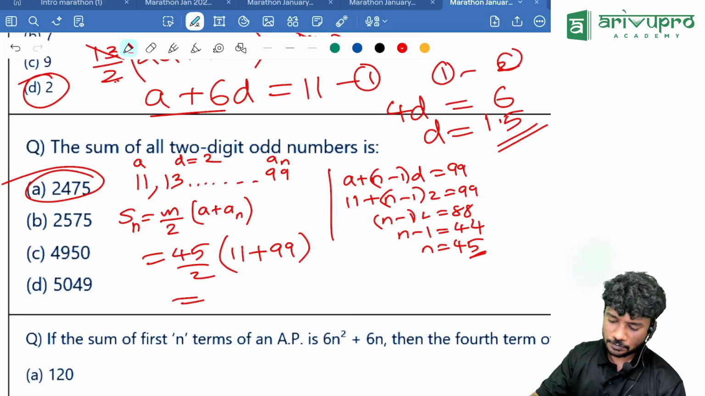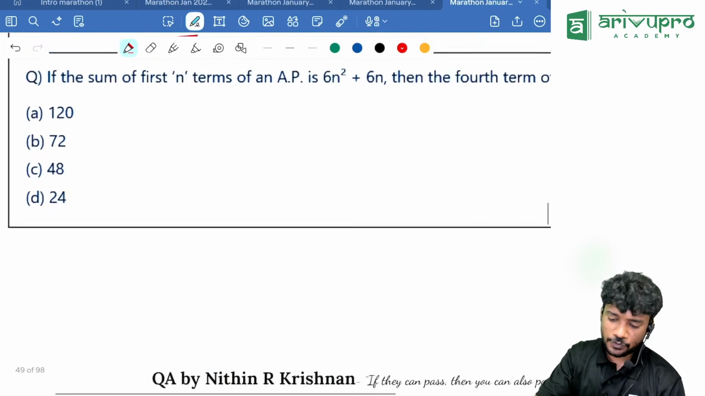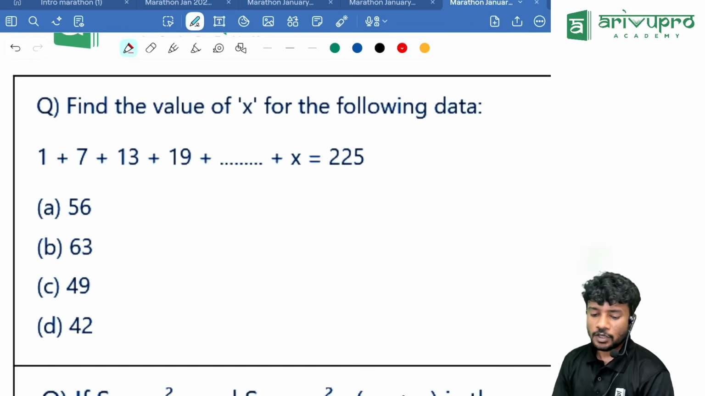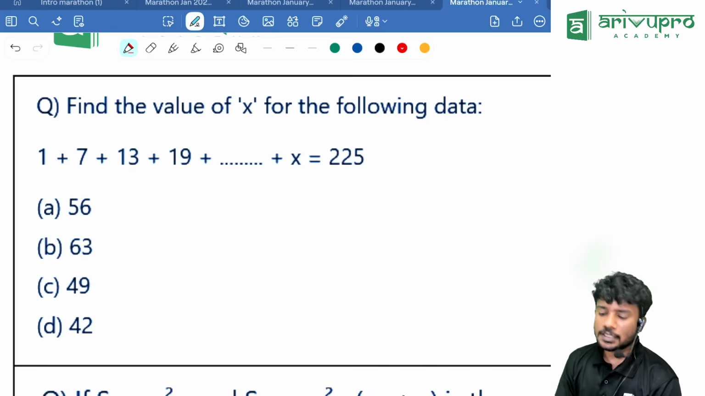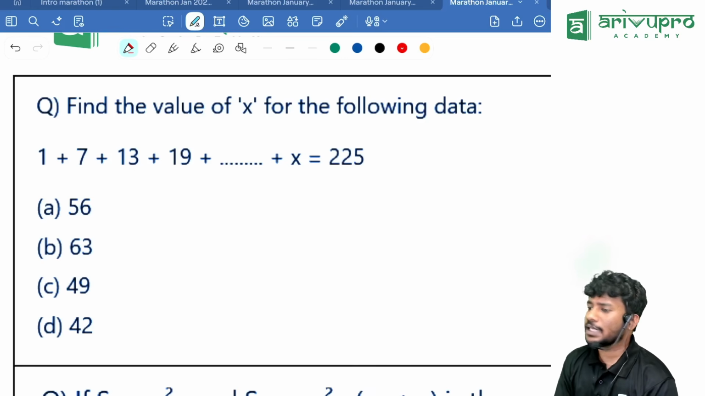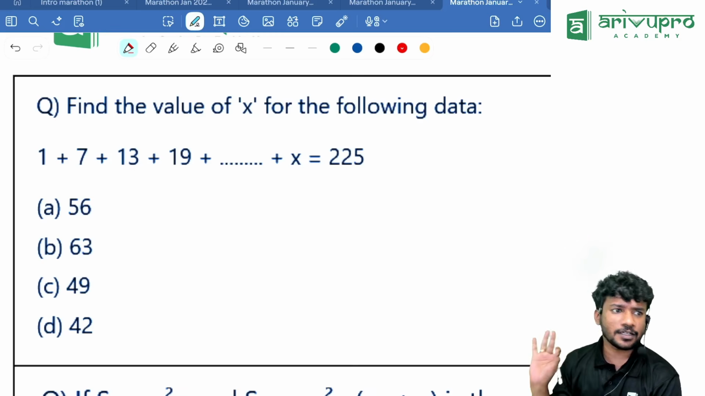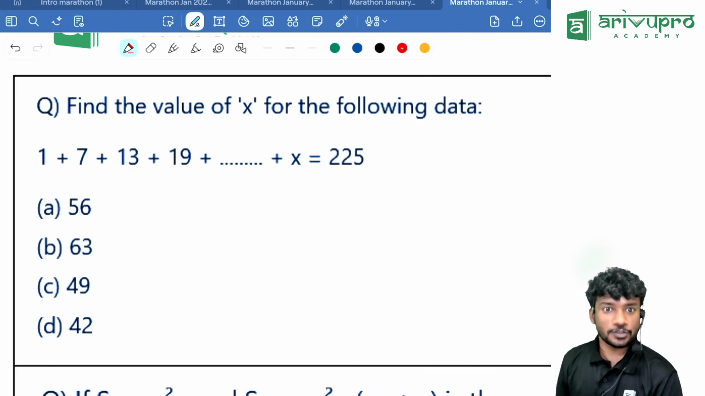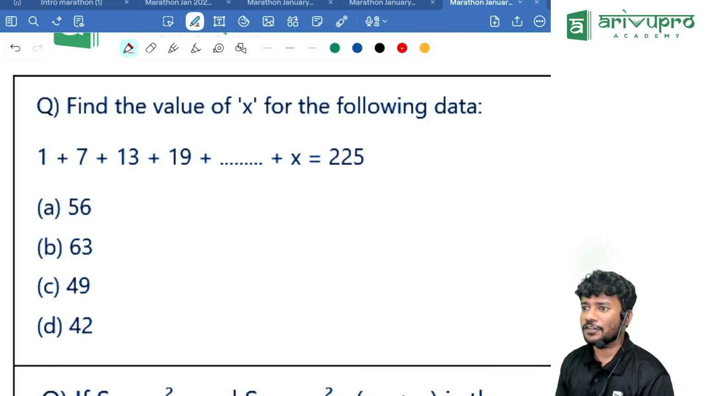Now, next type of question. Before that, let me check. Find the value of x for the following data. What are they telling? This one I will just use the calculator. I'll not write anything. I'll show you how to use the calculator also to find the answer. How will you find it?